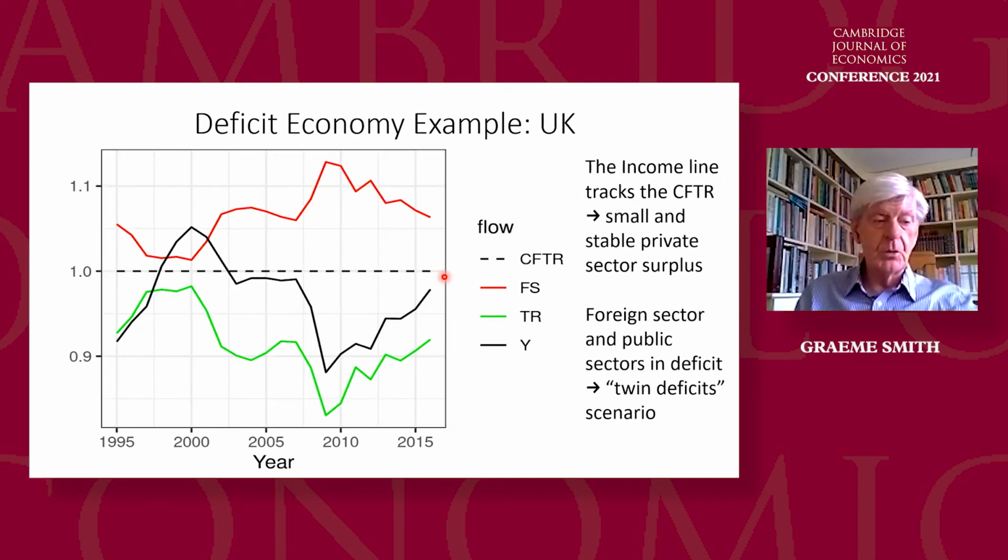Conversely, the stereotypical deficit economy is that of the UK, and you can see that the fiscal stance consistently exceeds the trade ratio, and that national income converges to the CFTR, except for this slight aberration at the time of the global financial crisis. So the private sector is running a small surplus, and the public sector and foreign sectors are in permanent deficit, which is called the twin deficit syndrome. The public sector borrowing is being funded partly by the private sector, but mainly by capital inflows from abroad. So a major contributor presumably being inflows into the London property market and the City of London.